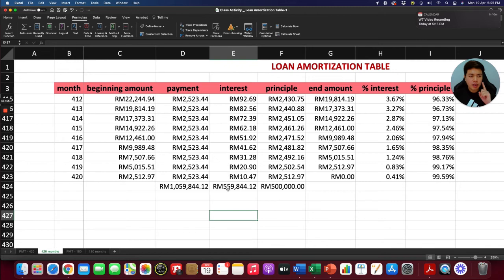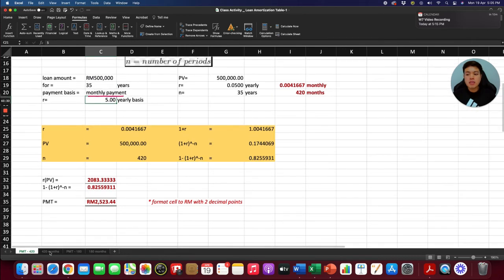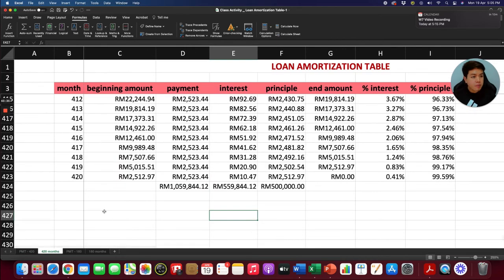All right, I repeat, when you borrow money from the bank, here the impact, everything is the same here, class. All right, 500,000 ringgit, interest rate is 5% as well. But one, 15 years only, the other one, 35 years. All right, so the impact is when you borrow money for a longer period of time, your interest here, see, more than the original or the principal amount.